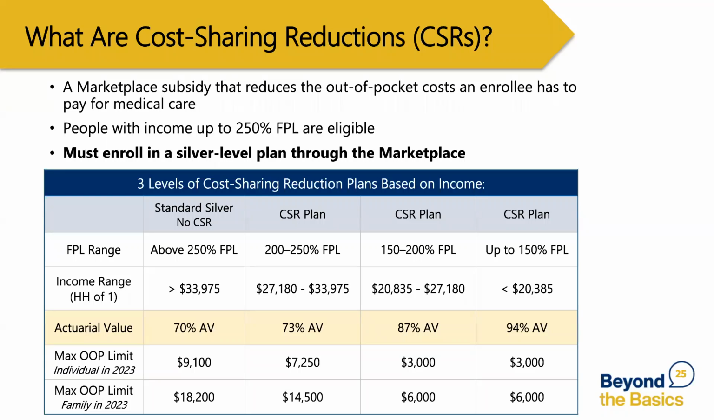So you can see in the chart on this slide that a standard silver plan without a CSR has a 70% actuarial value. But then as you go across to the right, you can see that at different income levels, there's a higher actuarial value plan available. So if you go all the way over to the right, a person that has income up to 150% of poverty would be able to get a plan with a 94% actuarial value that comes with a maximum out-of-pocket limit that can be no higher than $3,000 for an individual in 2023. So that's an important protection.